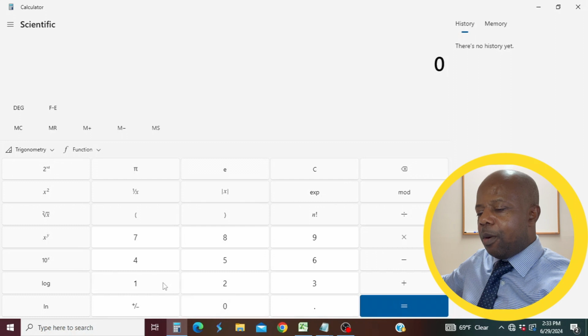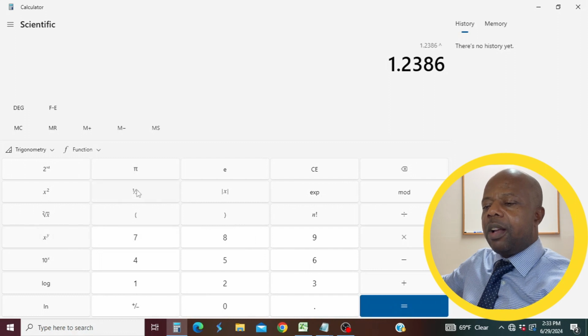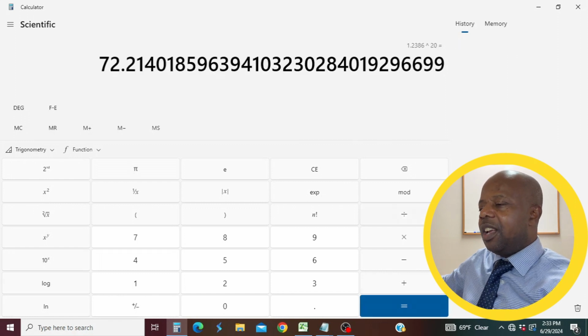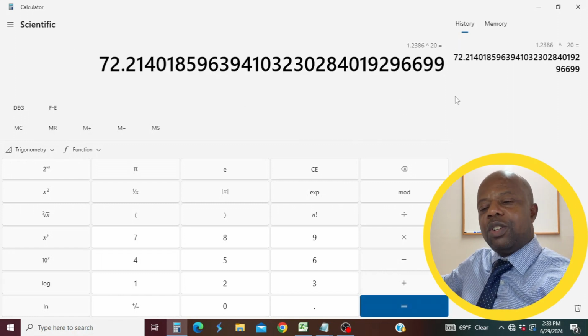Let's say we have 1.2386 raised to power, let's say the number that I had in memory, which was 20. You see, I can raise that and do the calculation. It will give me that. So you can take your time and look at all these functions so you can know where to find them if you need them in the future.